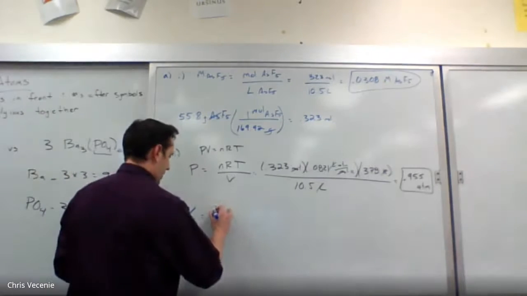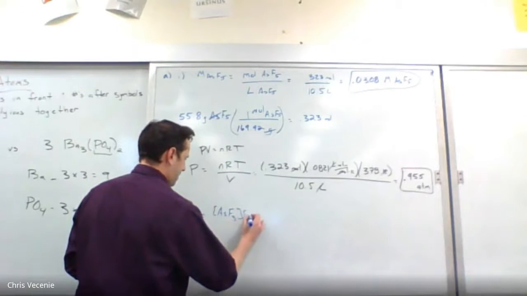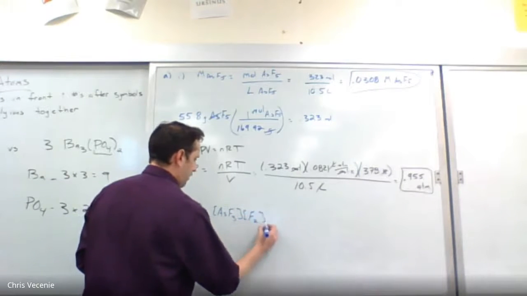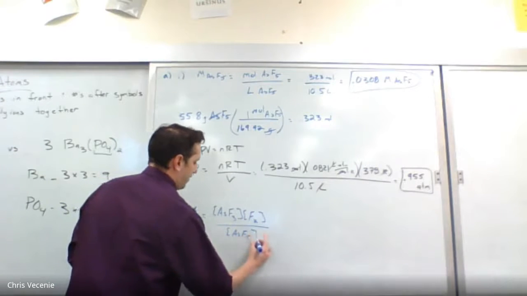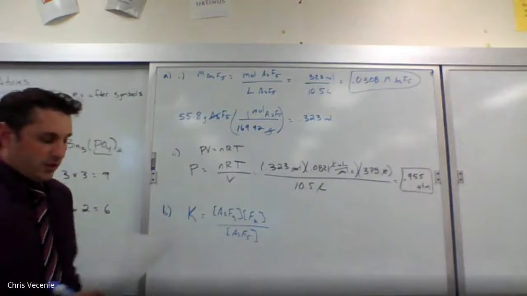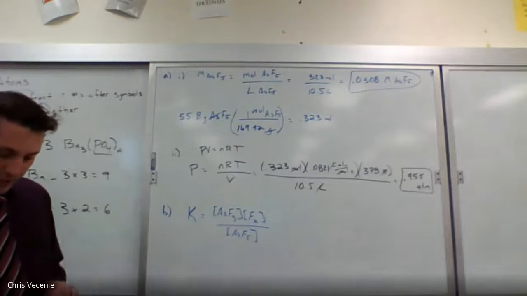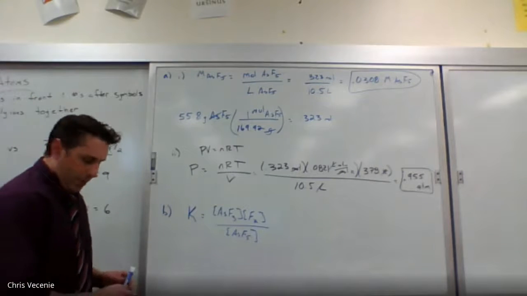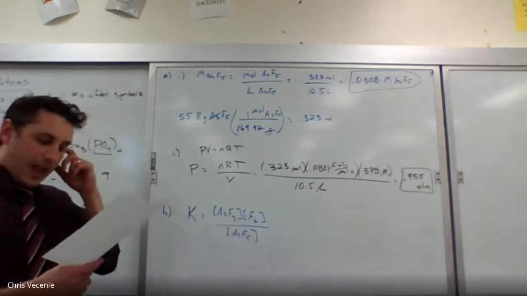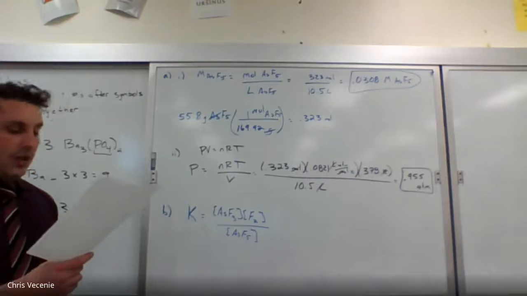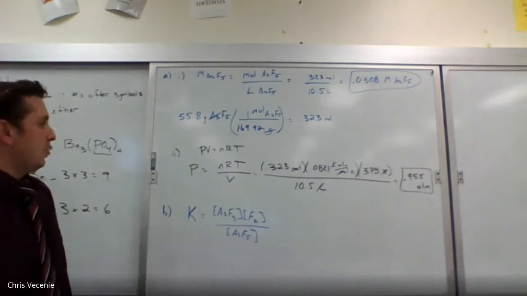So we're looking at AsF3 and F2 on the top, and our AsF5 on the bottom. So there is your K expression. All right, C says when we get to equilibrium, 27.7% of the original AsF5 moles have decomposed. Calculate the molar concentration of AsF5 at equilibrium.